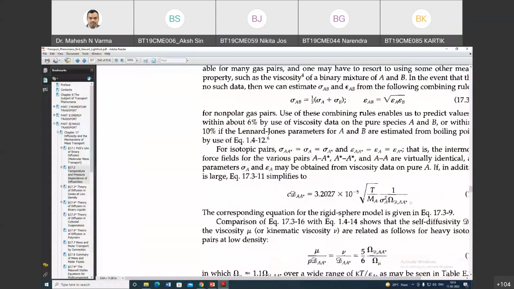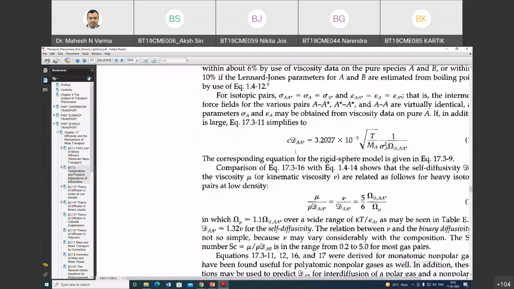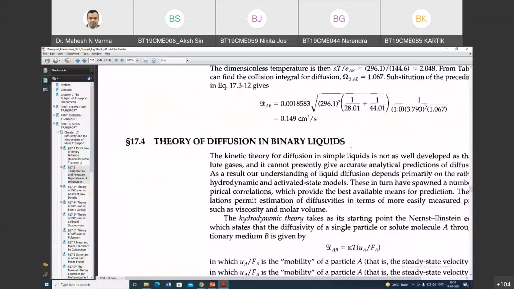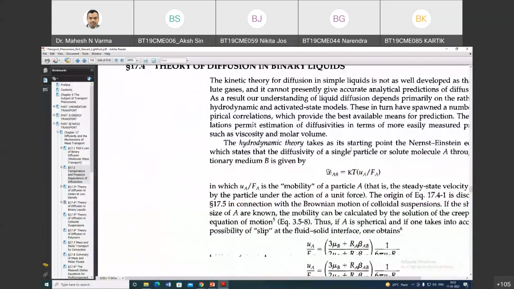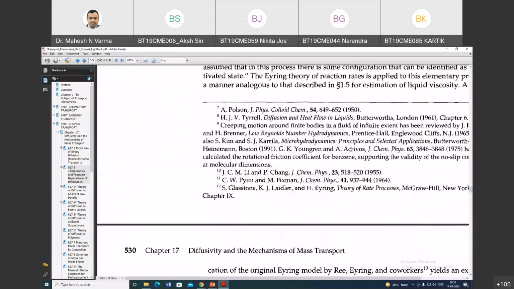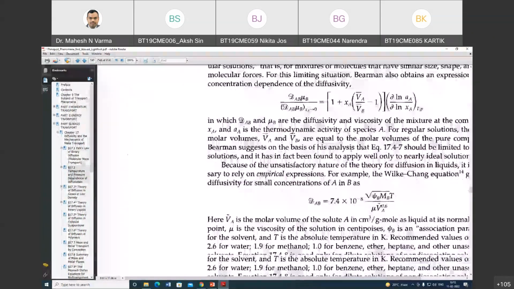So using that you can estimate the diffusivity, and this self diffusivity you can also get using the same Chapman equation. So these are the equations and solved problem. Then theory of binary liquids. Some of the equations are available. This is the assignment for you, homework for you to go through everything.